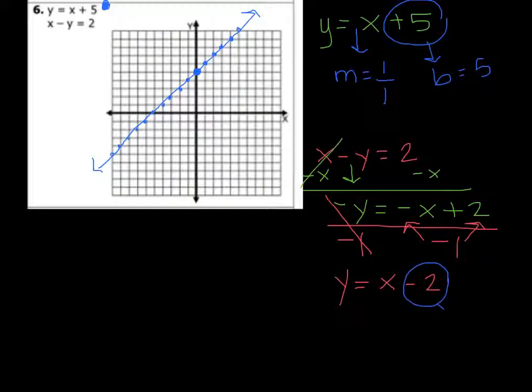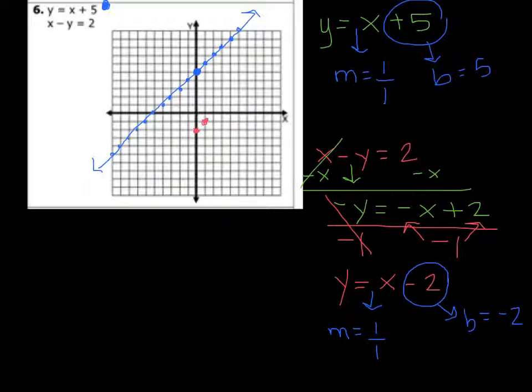So here is b. I know that b is equal to negative 2 in this case. So I'm going to go to negative 2 on the y-axis, and I'm going to put a point. And then here, once again, since my coefficient of x is an invisible 1, my slope is 1 over 1. So I am going to rise 1 and run 1 and put a point.